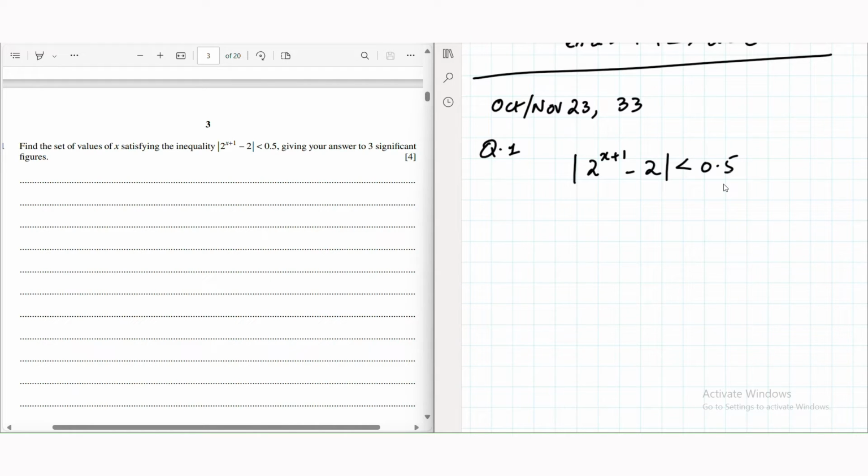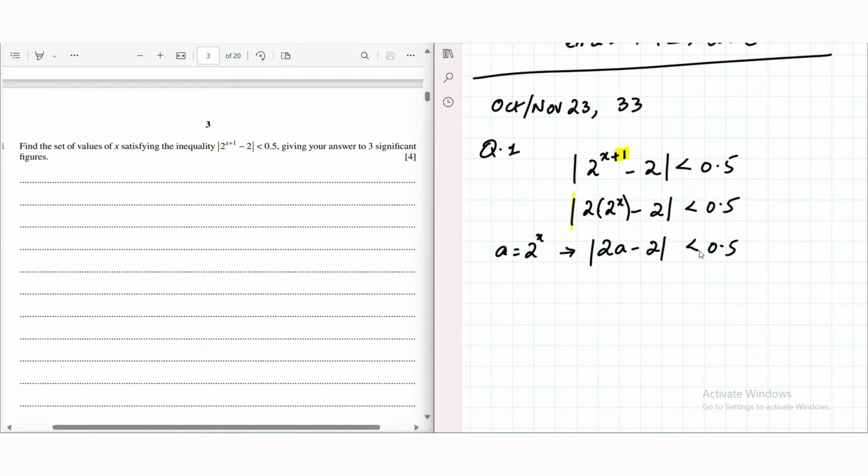Now, two things we can do. First off, we can bring out this 1 by simply writing it as 2 times 2 raised to power x, minus 2, less than 0.5. And now we can replace 2 to the x with anything. So let's suppose a is 2 raised to power x, so we can rewrite this as modulus of 2a minus 2 less than 0.5. The 2 and the 2 over here are not bothering us, so we can keep it as it is.